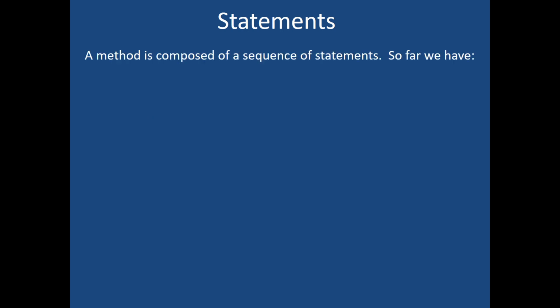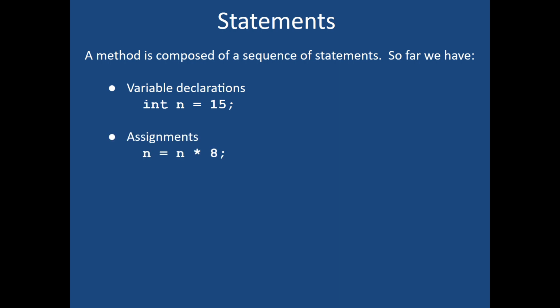And we've looked at a few. There's one kind of statement, a variable declaration. So you're familiar with that one. Declare a variable, give it an initial value. We've talked about assignments, where you change the value of the variable. Okay, another kind of statement.